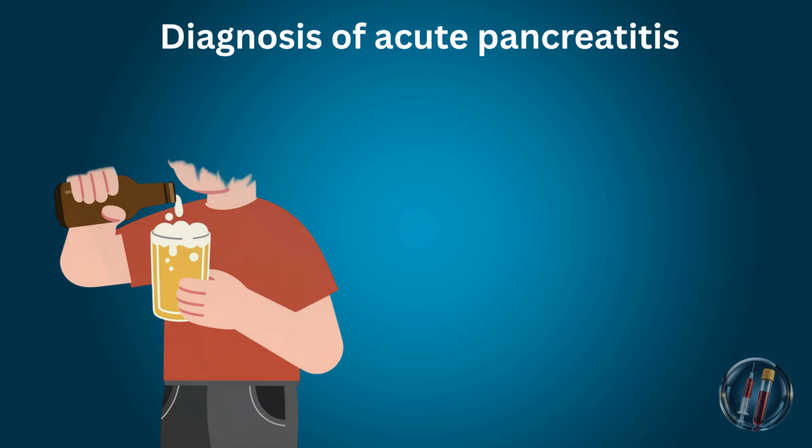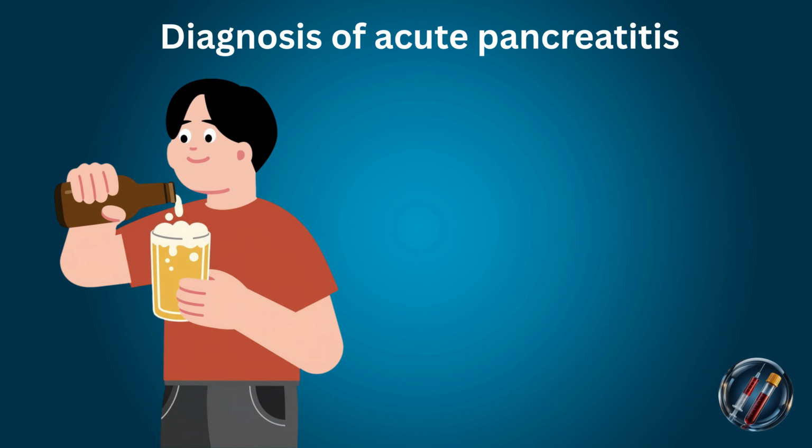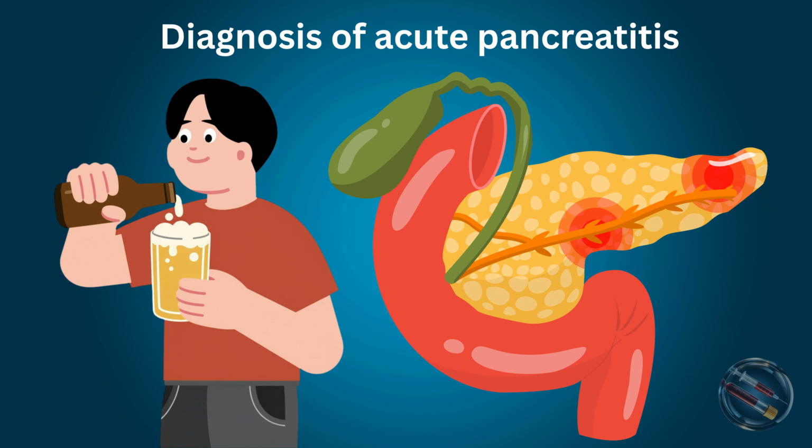Taking a patient history helps identify the underlying cause of the inflammation. For example, a history of heavy alcohol use points to alcohol as the primary etiology. Similarly, a history of gallstones suggests a stone may have migrated and obstructed the pancreatic duct. Many other potential causes can also be identified through a detailed patient interview.